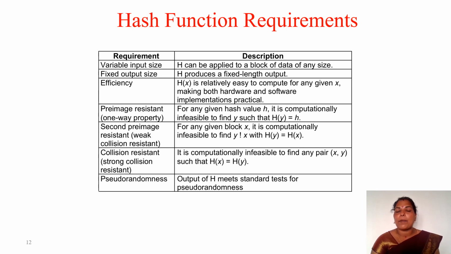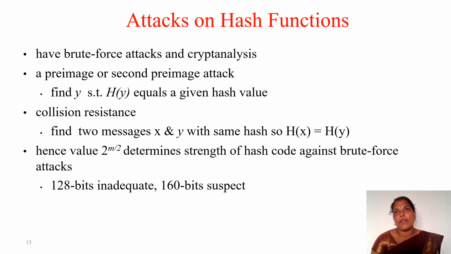The next one is second pre-image resistance, that is weak collision resistance. For any given block x, it is computationally infeasible to find y not equal to x with H(y) equal to H(x). We have the same hash value, but it does not give the original message, because two different messages are producing this hash value. By using the hash value, it can't provide the message, because for the two different messages we are getting the same hash value.